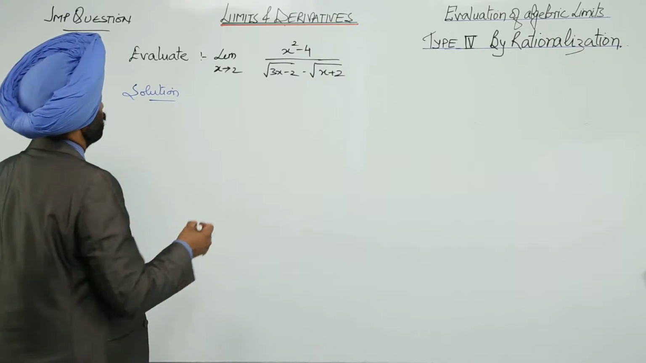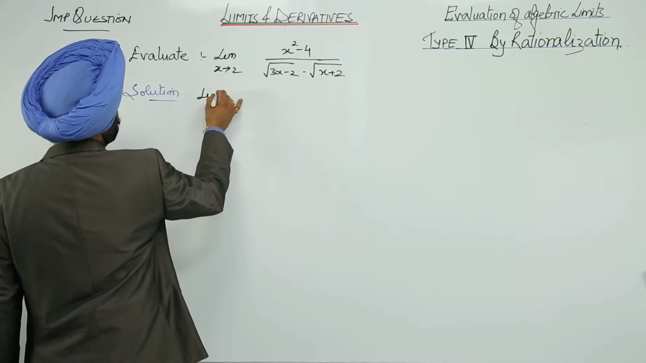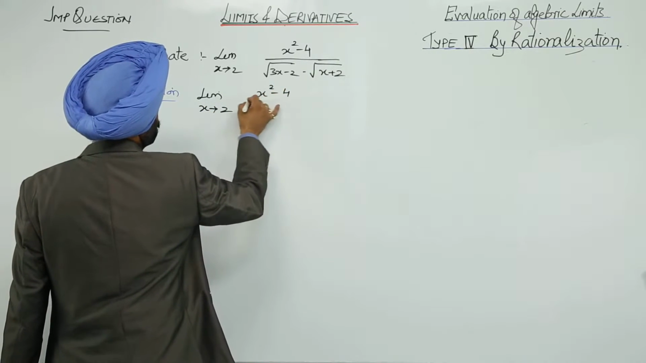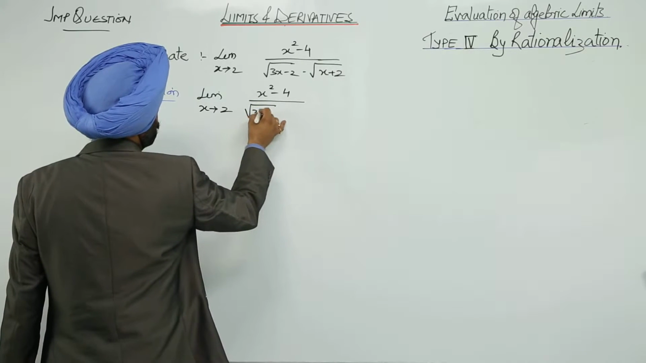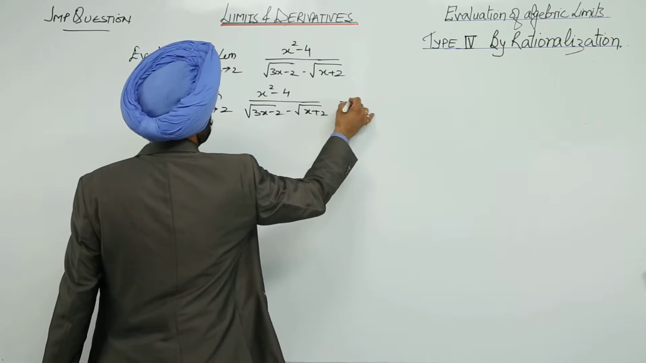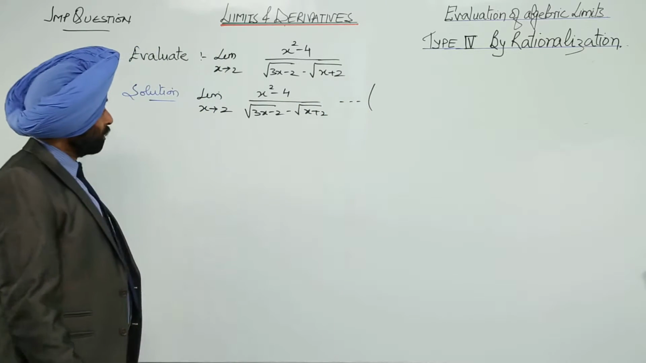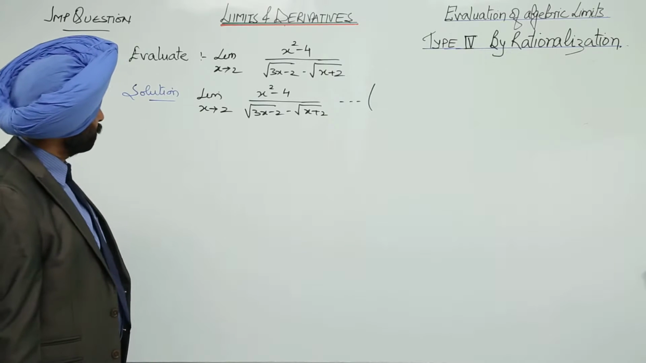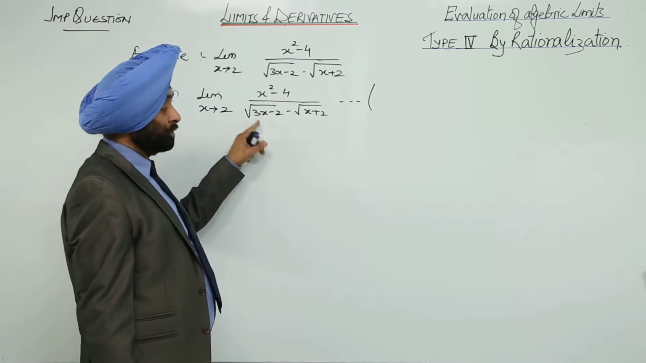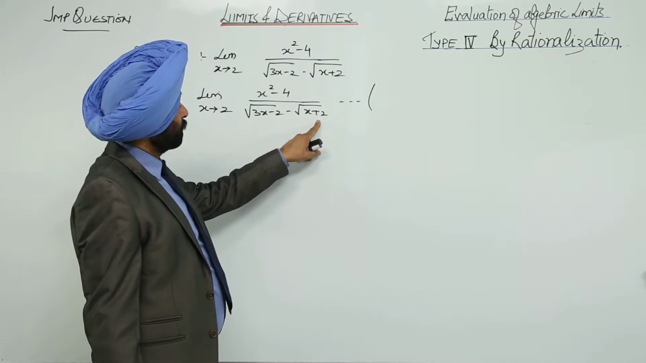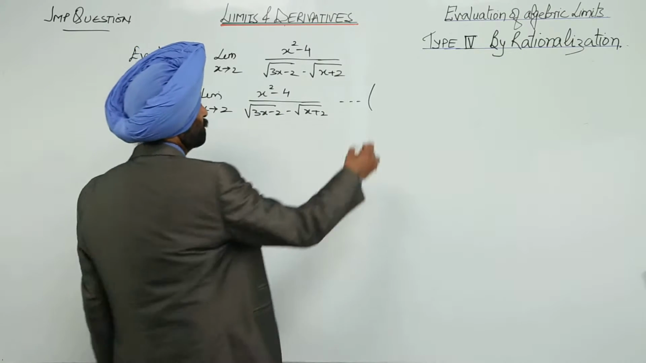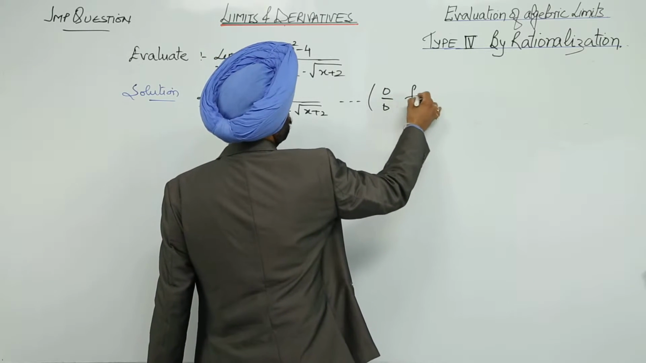Now, an important question we are having: limit x approaches 2, (√(3x − 2) − √(x + 2)) / (x² − 4). Now again, if we are approaching 2, here in place of x, then what we are having: 6 minus 2, that is 4, under root of 4 is 2, and 2 plus 2 is 4, under root of 4 is 2. 2 minus 2 becomes 0, and the denominator is also 0. So this is 0 upon 0 form.